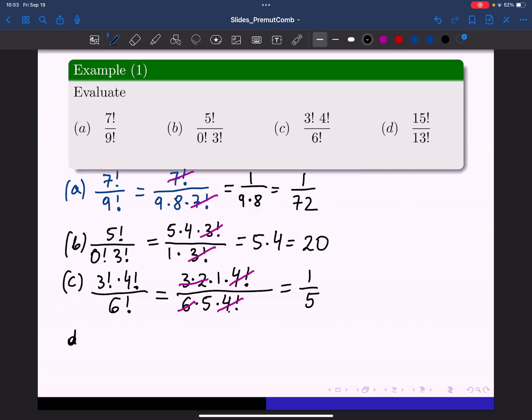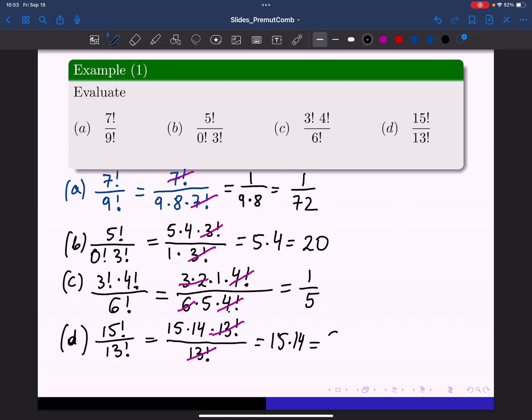Part D, we have 15 factorial divided by 13 factorial. So this is equal to 15 times 14 times 13, and we can keep going or write 13 factorial over 13 factorial, which was on the bottom. Then 13 factorial cancels out, and I am left with only 15 times 14, and that gives me 210.